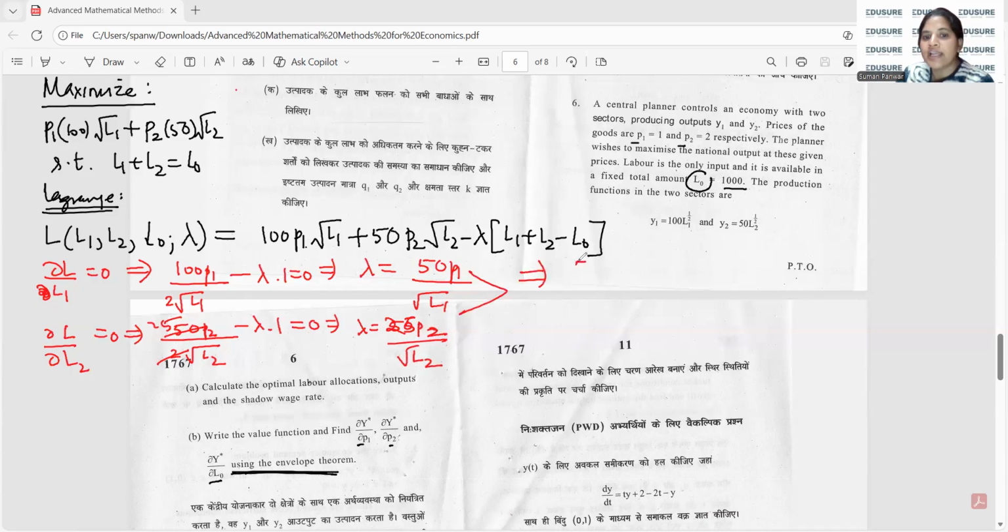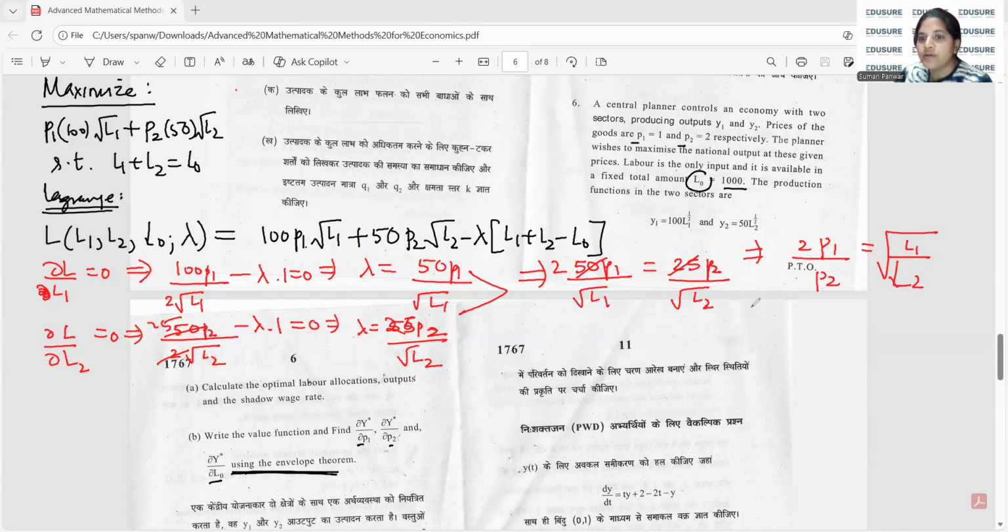From these two equations, I get 50 P1 divided by root L1 is equal to 25 P2 divided by root L2. So this implies 2 P1 divided by P2 is root L1 divided by root L2. Let us square: 4 P1 square divided by P2 square is L1 upon L2. So L2 is equal to P2 square divided by 4 P1 square times L1.